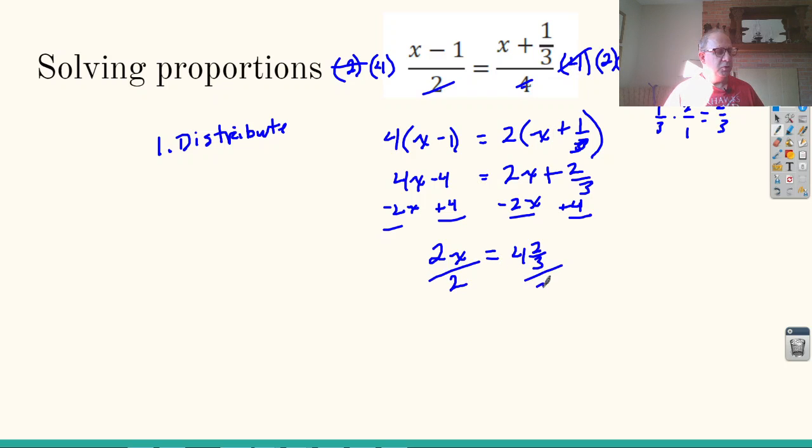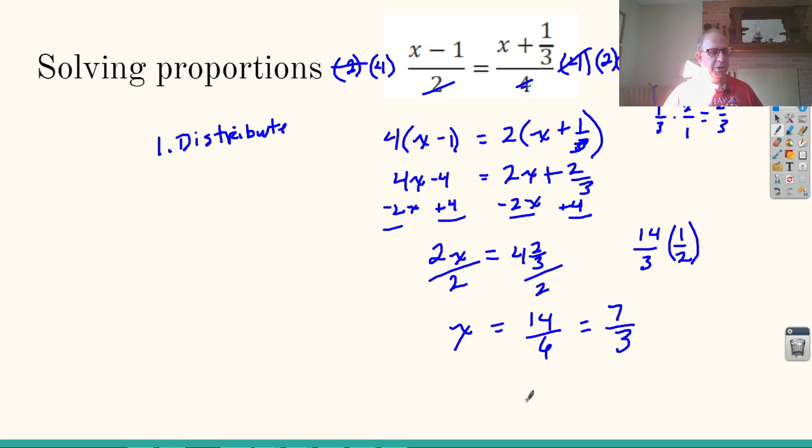Now I can divide by 2 on both sides. My x equals 4 and 2/3 divided by 2 sounds really difficult. So I'm going to make it into an improper fraction. 4 times 3 is 12, 13, that's 14 thirds, divided by 2, which is the same as times 1/2. So now it's pretty easy. So that would be 14 over 6, which they're both even, so I can reduce it to 7 over 3. Okay. All right. Does that make sense to you?